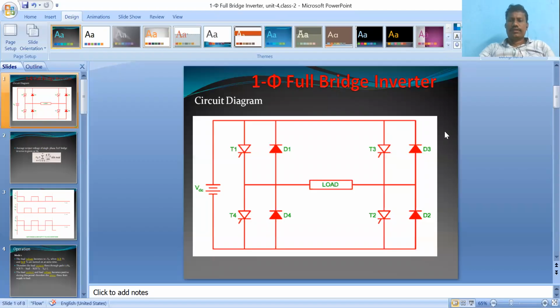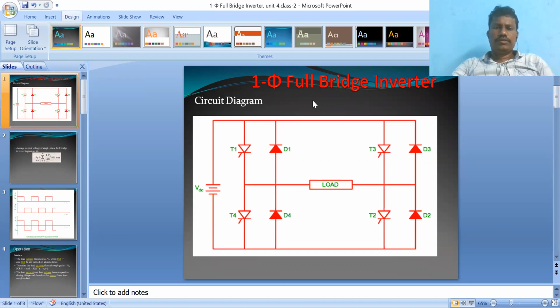Hello, today we're discussing the single phase full bridge inverter. In the previous class, we discussed the inverter introduction, classifications, and single phase half bridge inverter operations. Now we have to discuss the operation of the single phase full bridge inverter. So now let us see the circuit diagram.